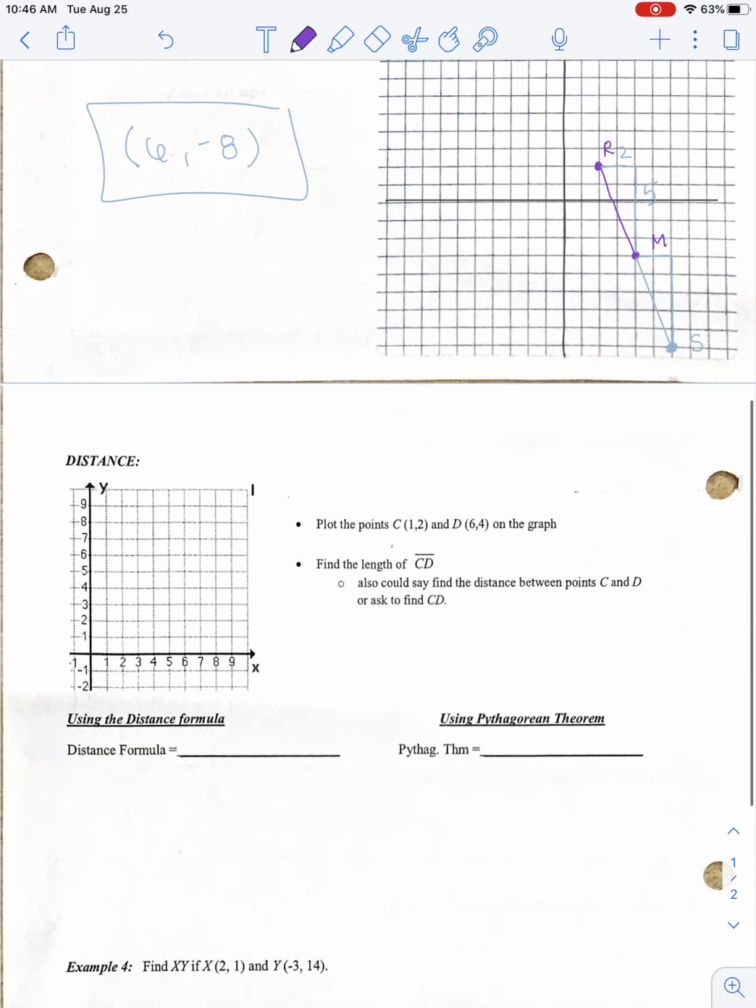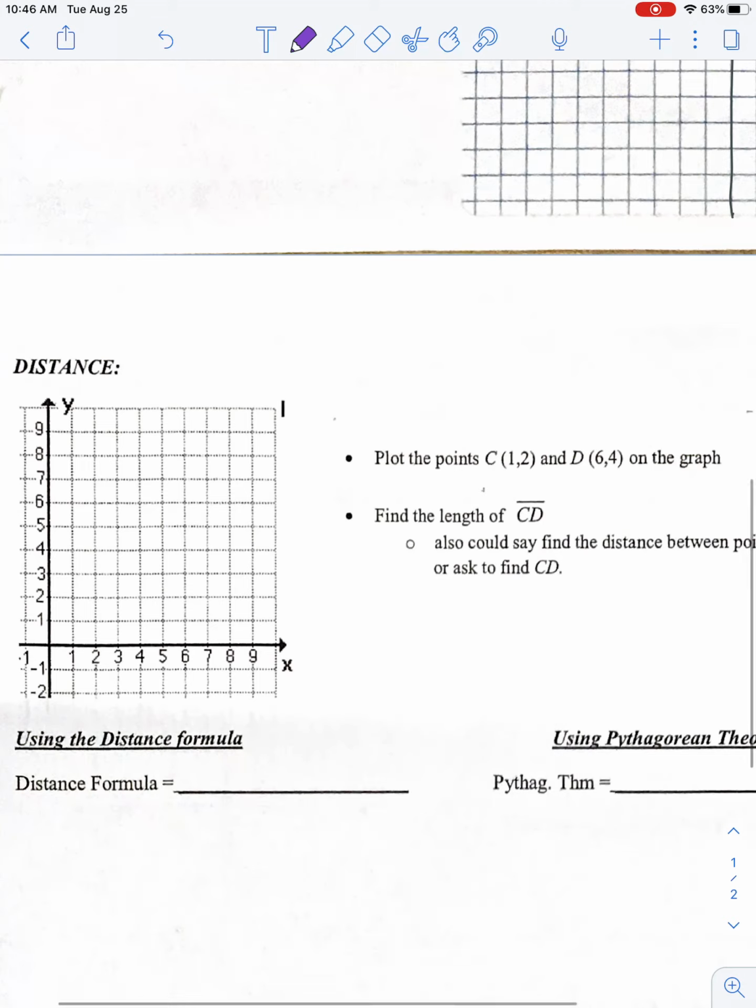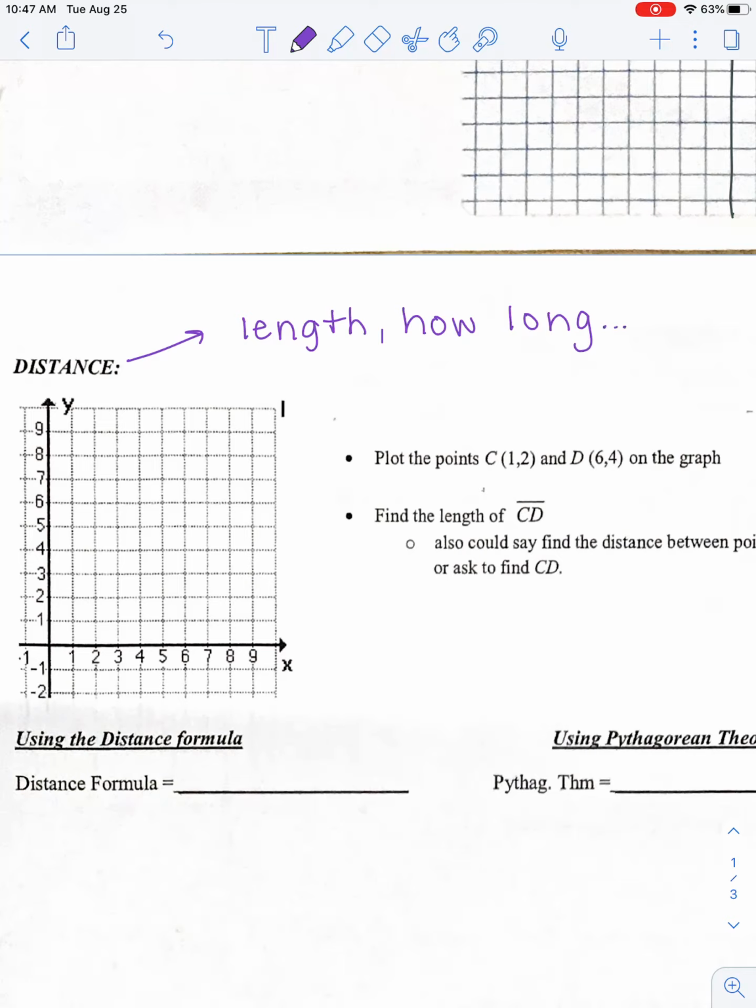All right, so that's midpoint. This next one is distance. Distance is how long or length. So other words for distance, I want you to write these out. It could be the length, how long, etc. Okay, so distance means length and how long something is.